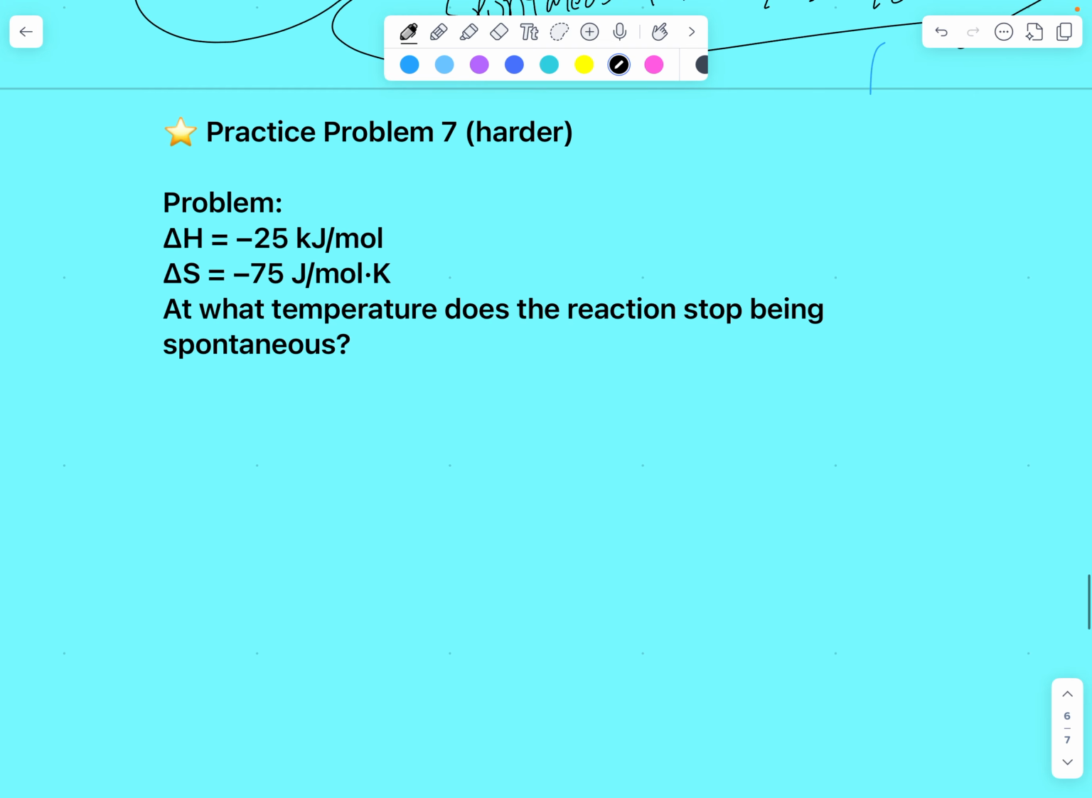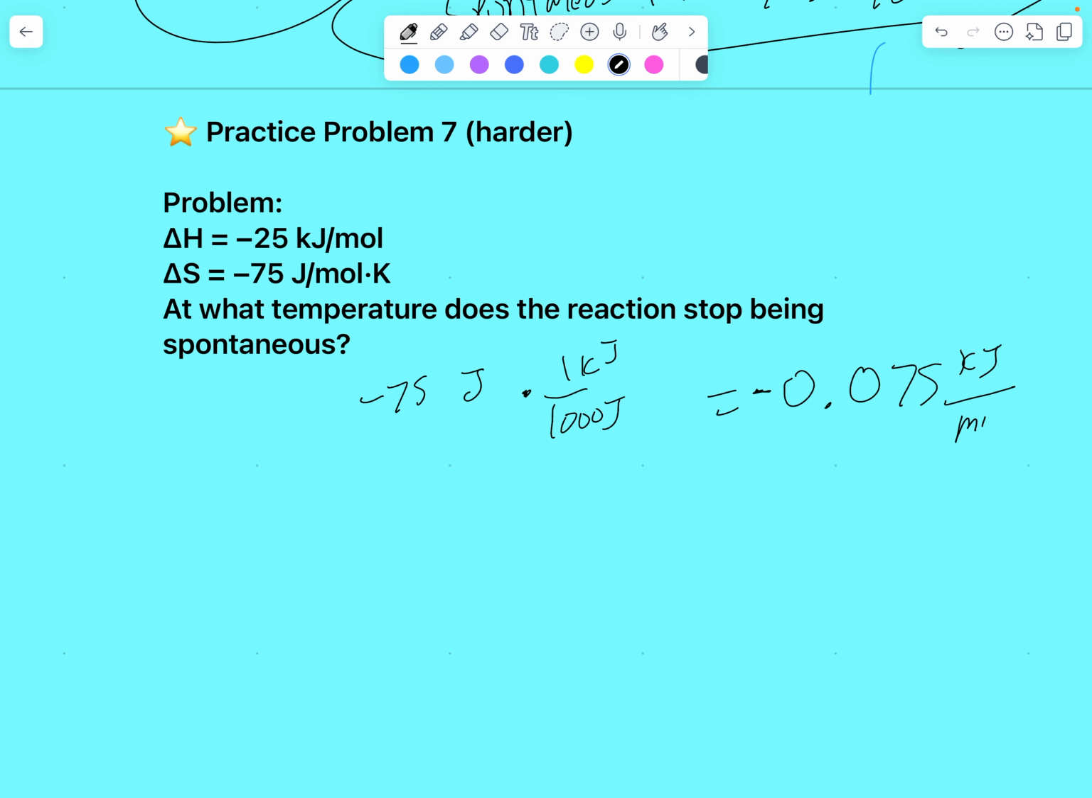Problem 7. We have delta H given, delta S given, and they ask at what temperature does the reaction stop being spontaneous? Same idea. You have negative 75 joules. You're going to divide by 1,000 joules for every 1 kilojoule, and you're going to get negative 0.075 kilojoules per mole Kelvin.